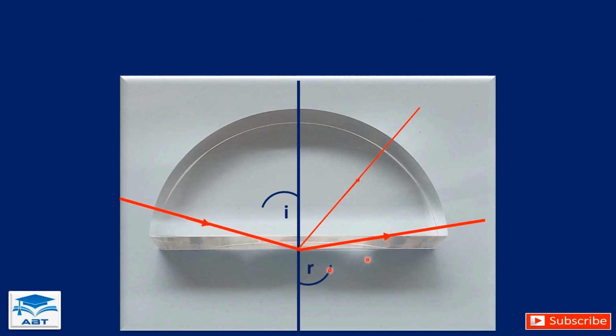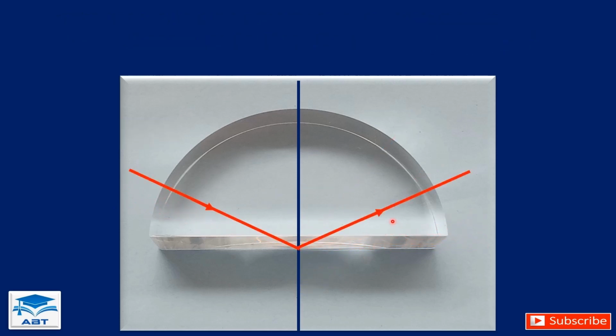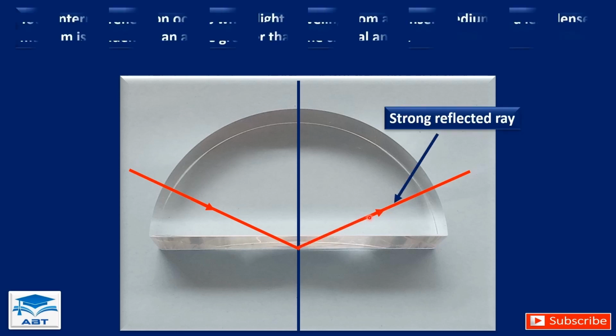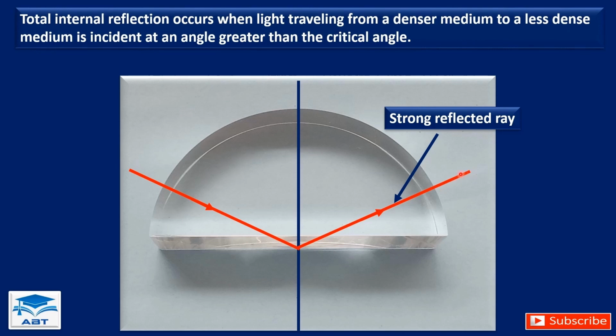If the angle of incidence is increased beyond the critical angle, the light is reflected back into the denser medium. This is what is called total internal reflection. When total internal reflection occurs, all the laws of reflection are obeyed. Total internal reflection occurs when light traveling from a denser medium to a less dense medium is incident at an angle greater than the critical angle.